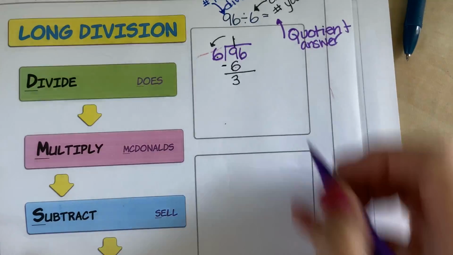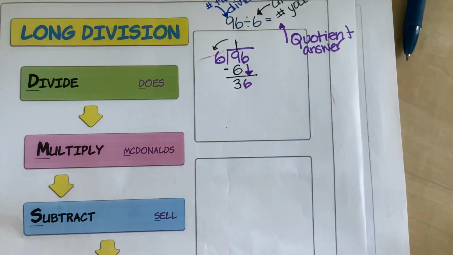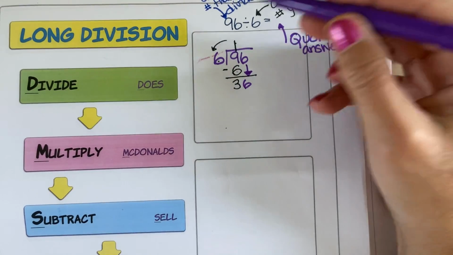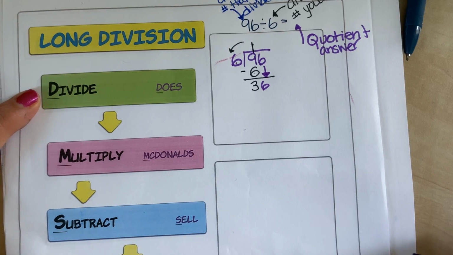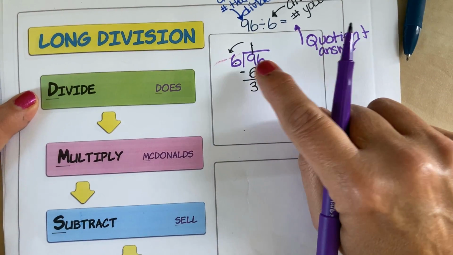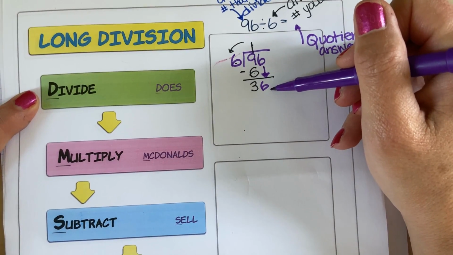All right, so my next step is to bring down. So I check, and I'm going to bring down. All right, now I start all over again, okay? I'm done with this part. I don't even have to worry about that. So now I'm going to start all over again with the divide step. How many 6s go into 3? They don't, because we did that problem, right? How many 6s go into 36, okay?